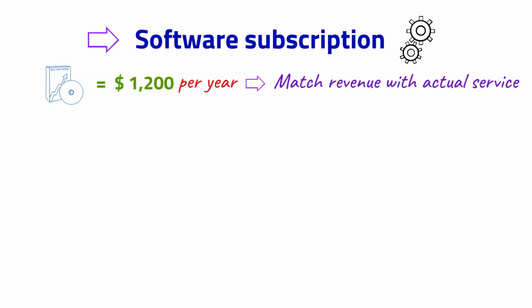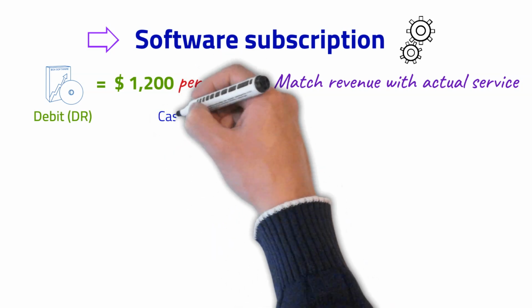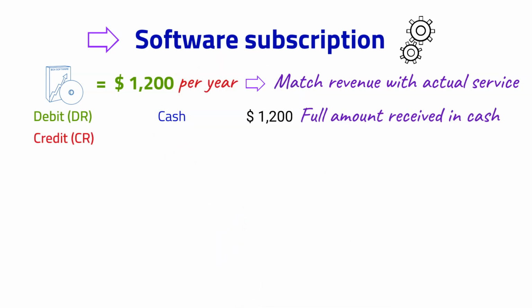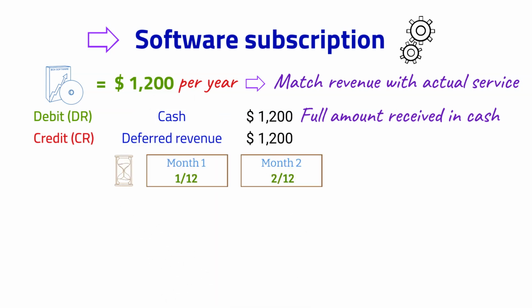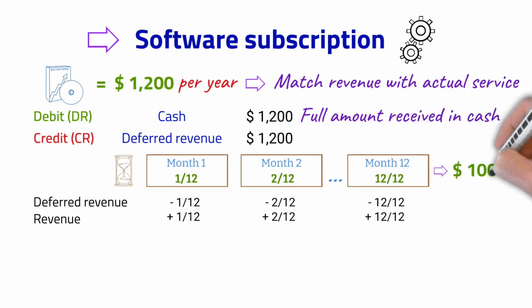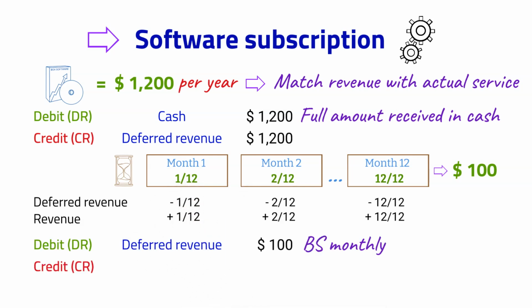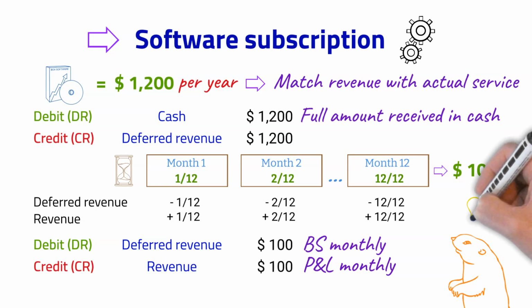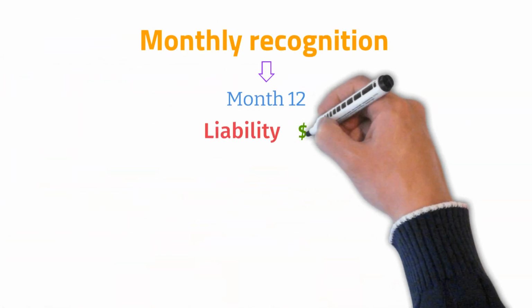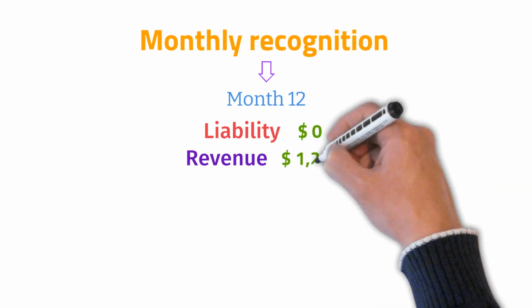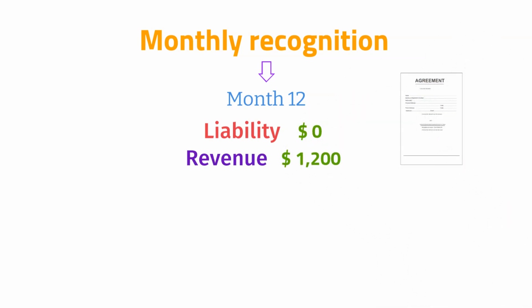When you receive the prepayment, you would record debit cash 1,200, credit deferred revenue 1,200. Then, you recognize revenue as the service period progresses. Each month, you recognize 1/12 as revenue, which you earned by providing a service. Debit deferred revenue 100, credit revenue 100. After 12 months, the liability is 0 and total revenue is $1,200. You finally fulfilled your obligation for which you have received cash in advance.